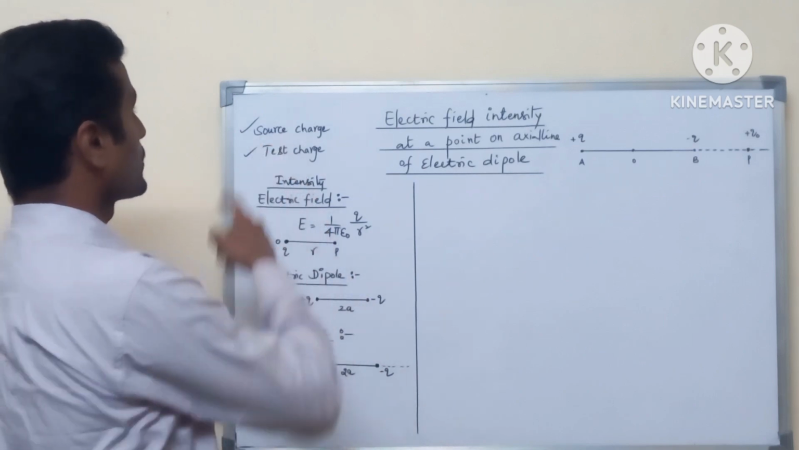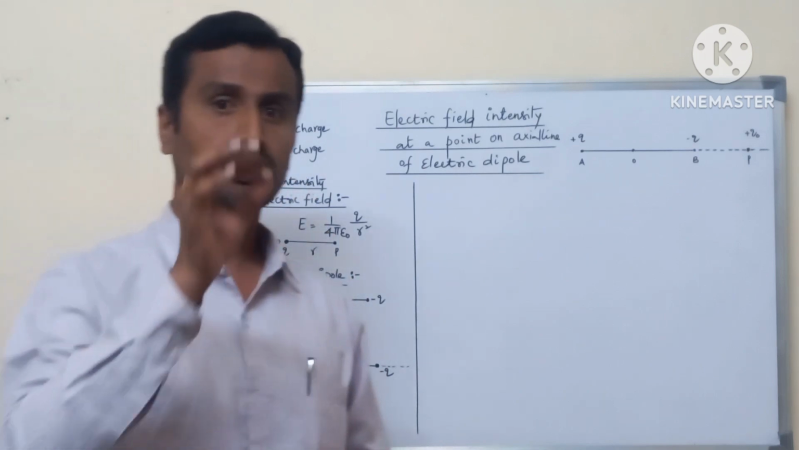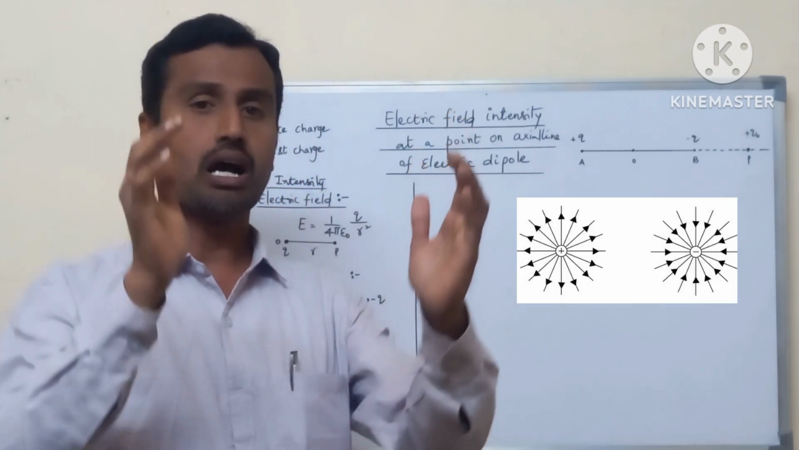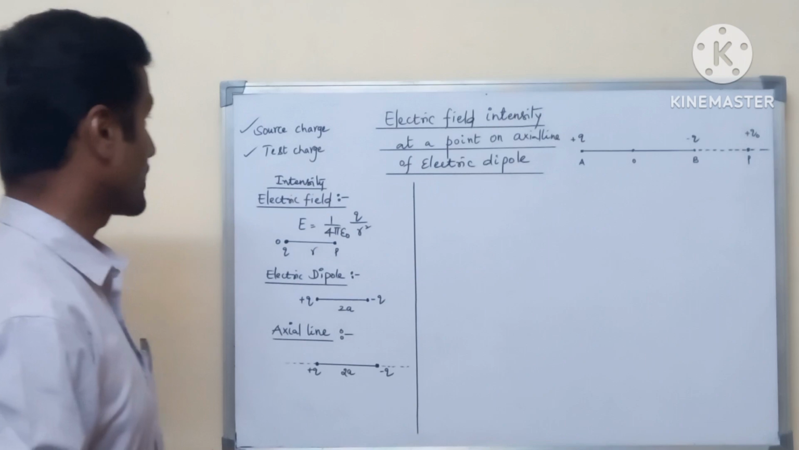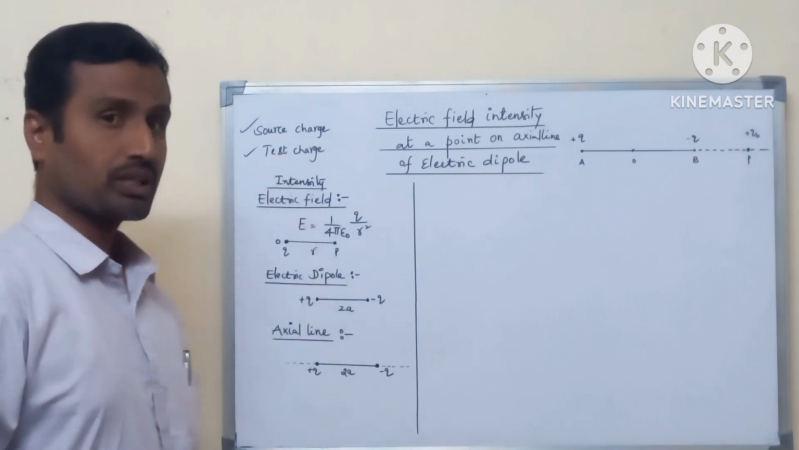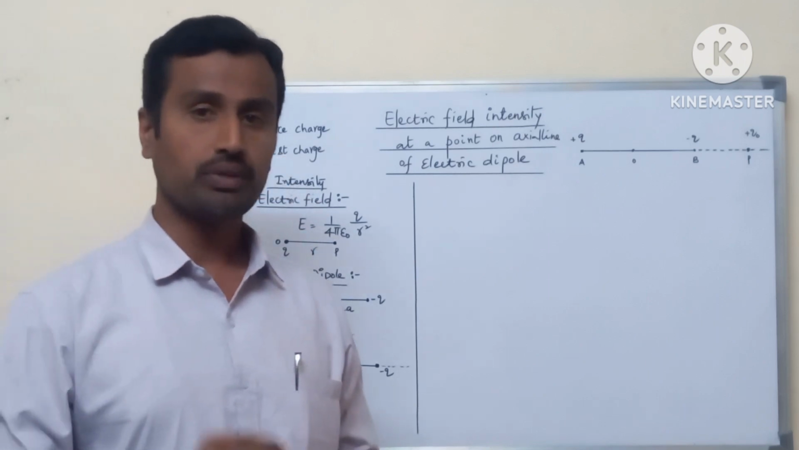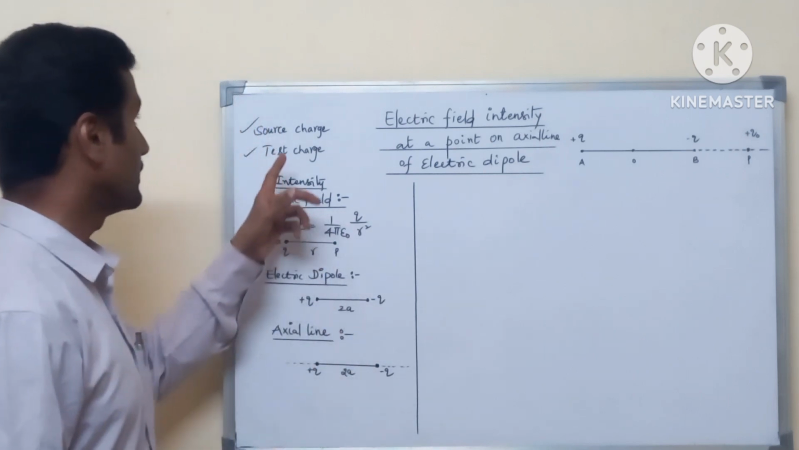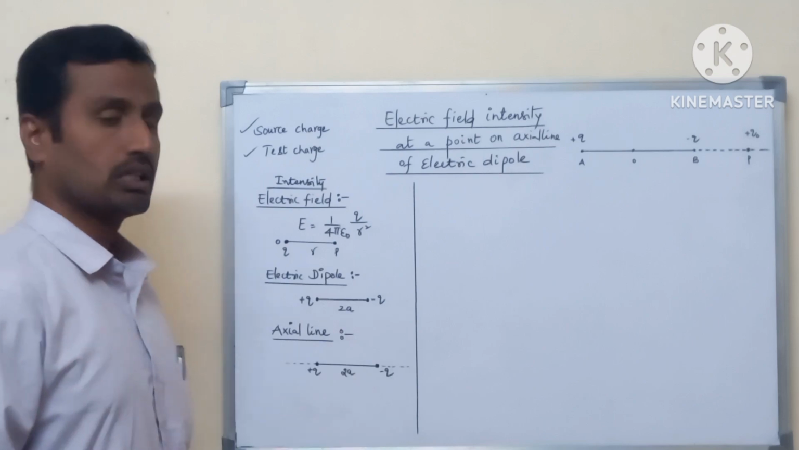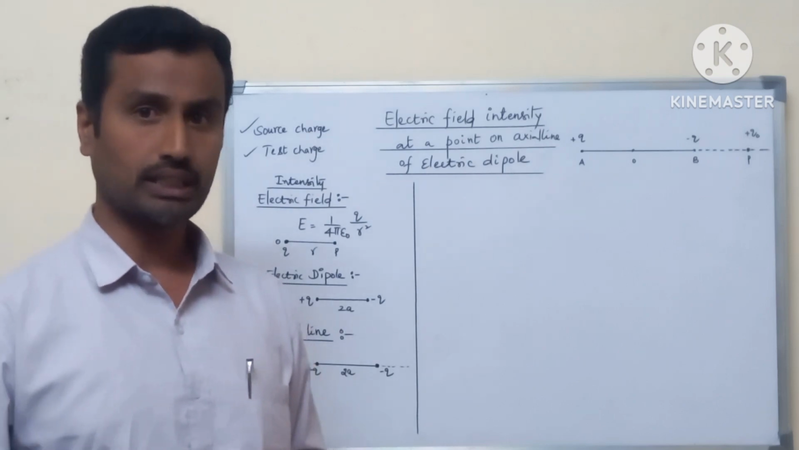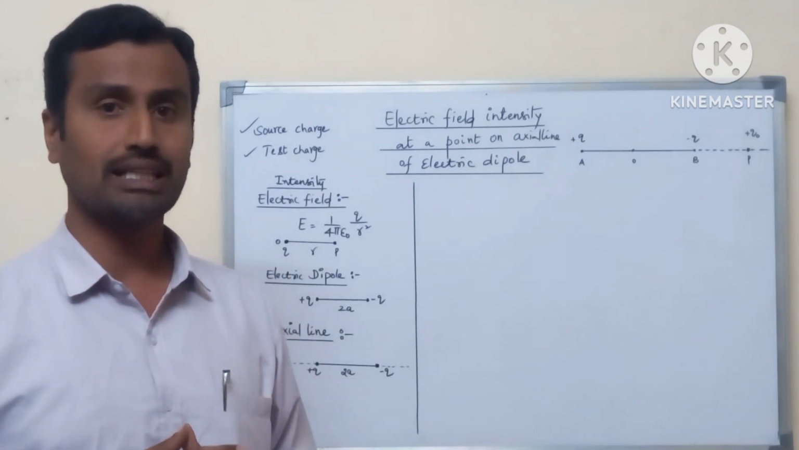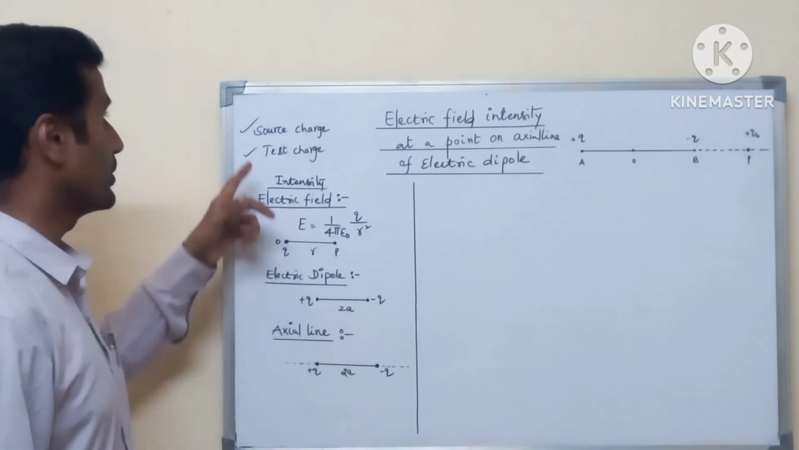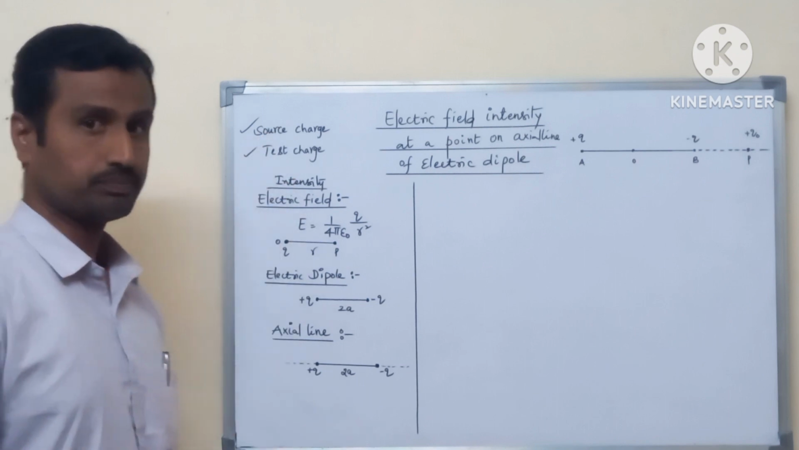First one is source charge. Source charge is one which produces the electric field around it. And next one is test charge. Test charge is one which is used to calculate the electric field which is produced by the source charge. That is, test charge is used to calculate the intensity or magnitude of electric field produced by source charge.